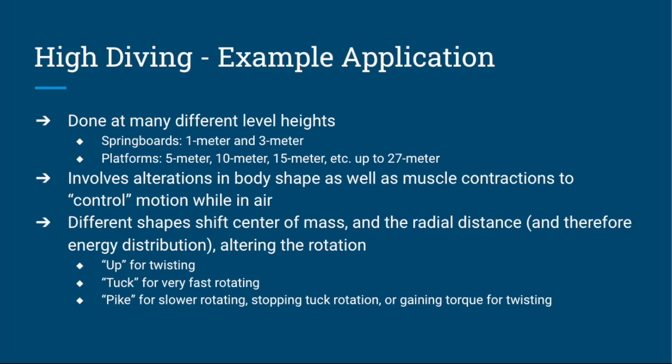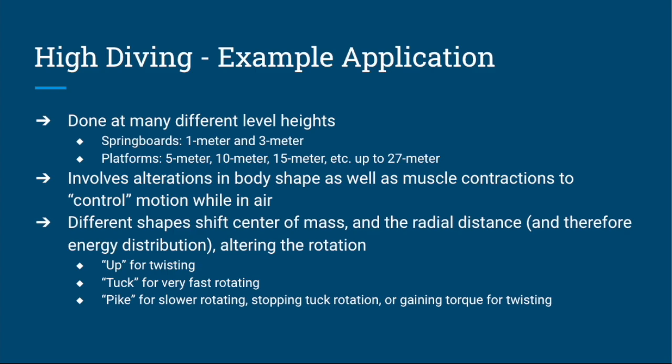High diving is an example application because it involves body alterations to optimize rotation, twisting, or both. Diving is done off either springboards or platforms, with the lowest being 1 meter and the highest 27 meters. Different body shapes shift the center of mass and the radial distance of the body system. The rotational momentum and speed change with these body positions.